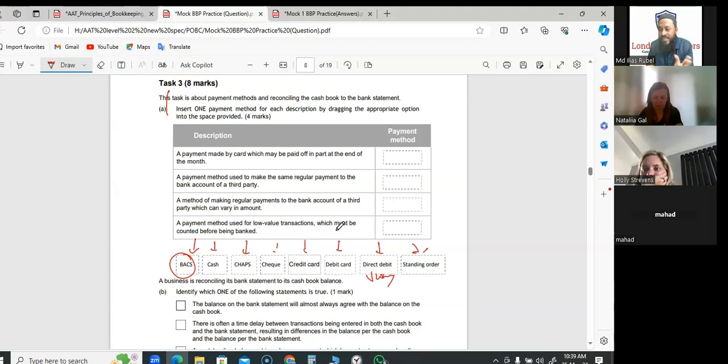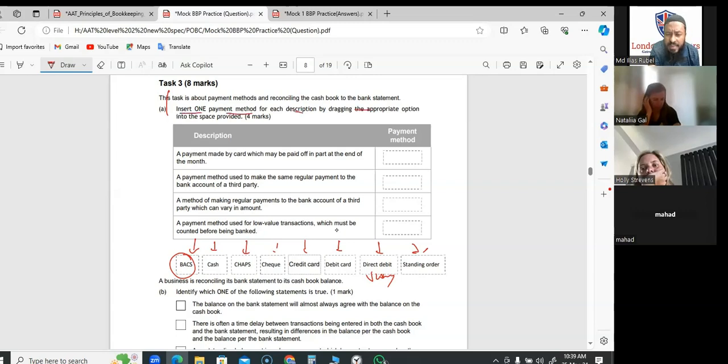But standing order is fixed. We initiate it, fixed, like a gas bill or mortgage. So those are standing orders, and that's maybe £200 every month, fixed. So if you're happy with this, let's read what they say.